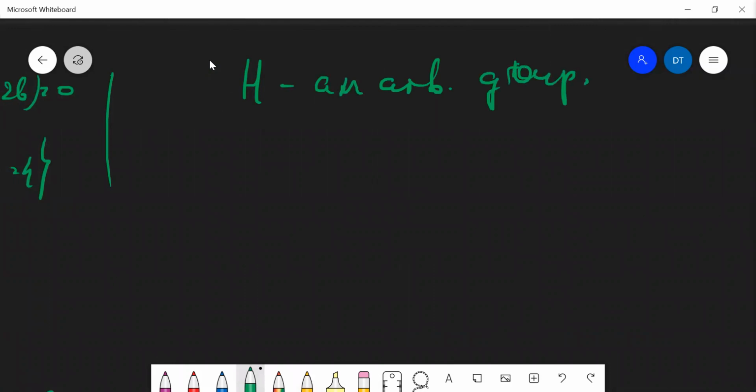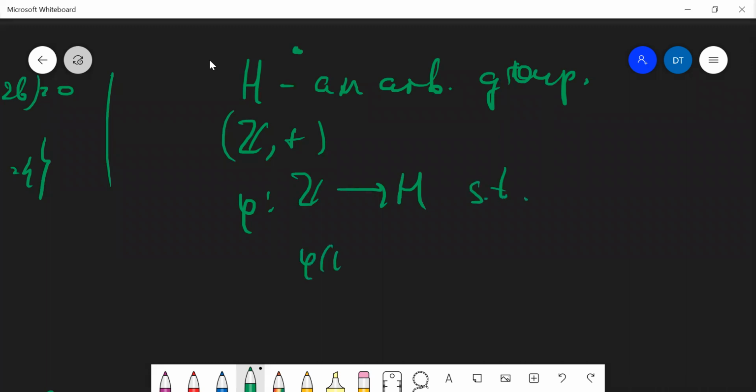Then we have a group, the group Z with addition. I will denote multiplication in the group H by the dot. So now we want to find all maps from Z to H such that phi of k plus m equals phi of k times phi of m. This is the requirement for phi being a homomorphism.